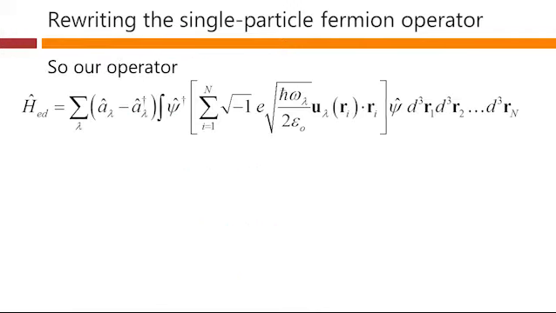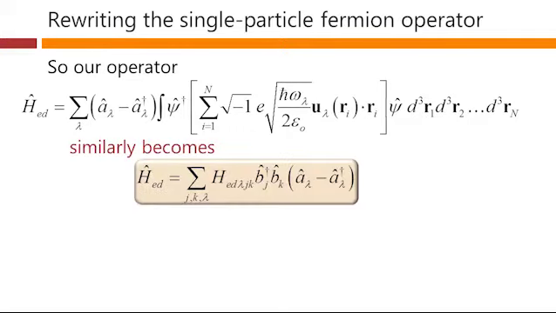So our operator that we had written out similarly becomes this kind of operator. The integrals over R1 and R2 and Rn and so on just become these numbers buried in here. We only really need to perform one of these integrals over one of these R's to get these numbers, and therefore we obtain this kind of relation.